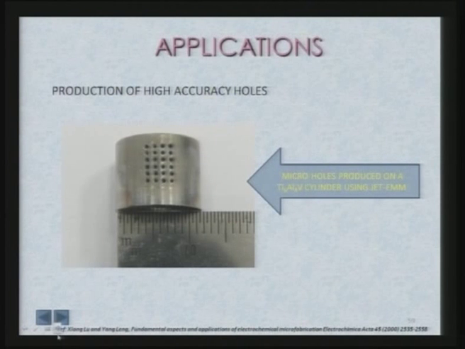This is another application, production of high accuracy holes. You can see the size of the holes, scale is given at the bottom, and micro holes produced on an alloy cylinder using jet electro micro machining.